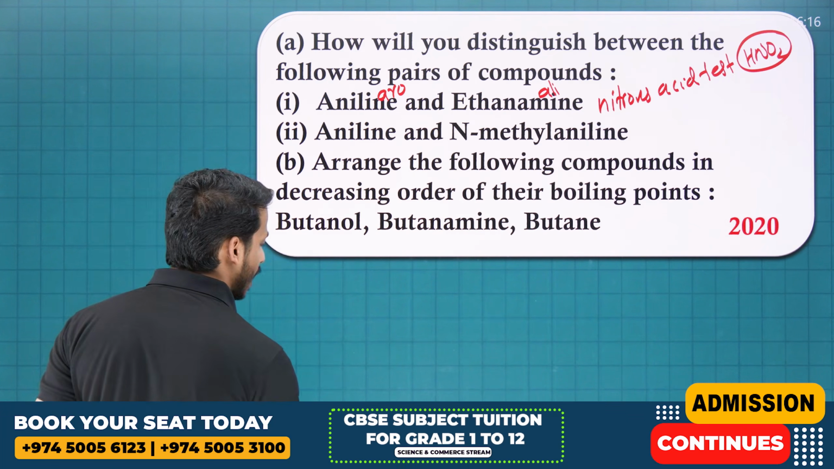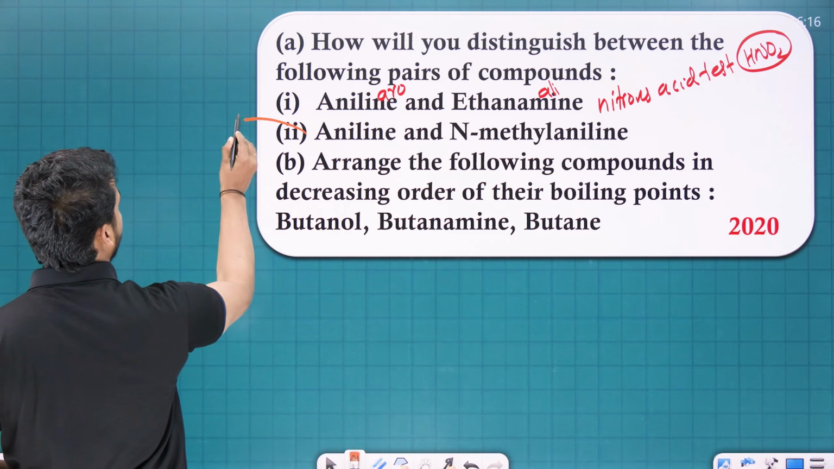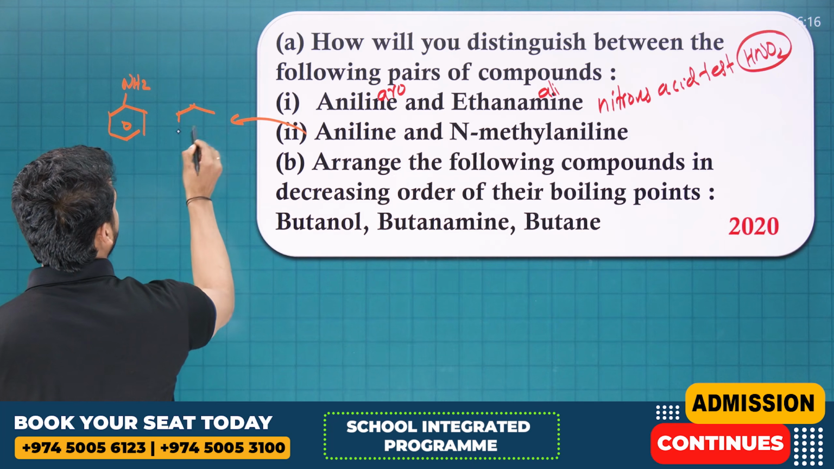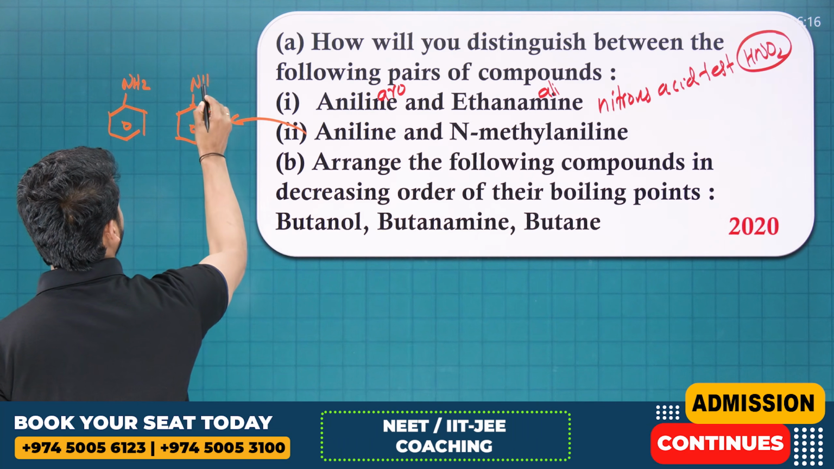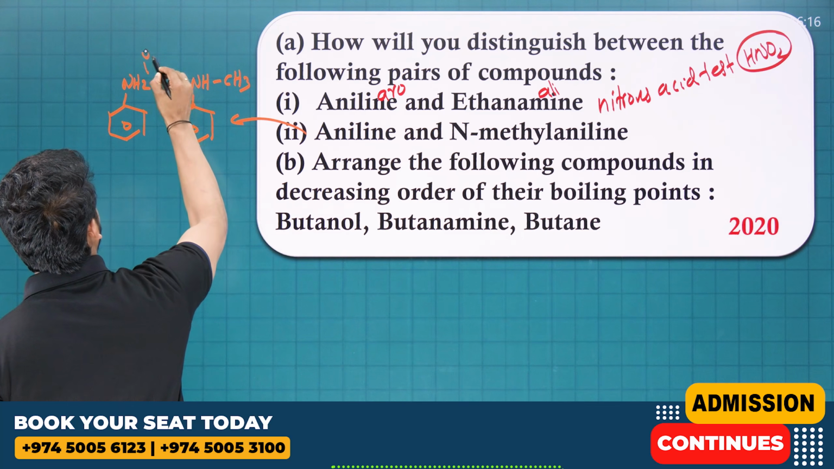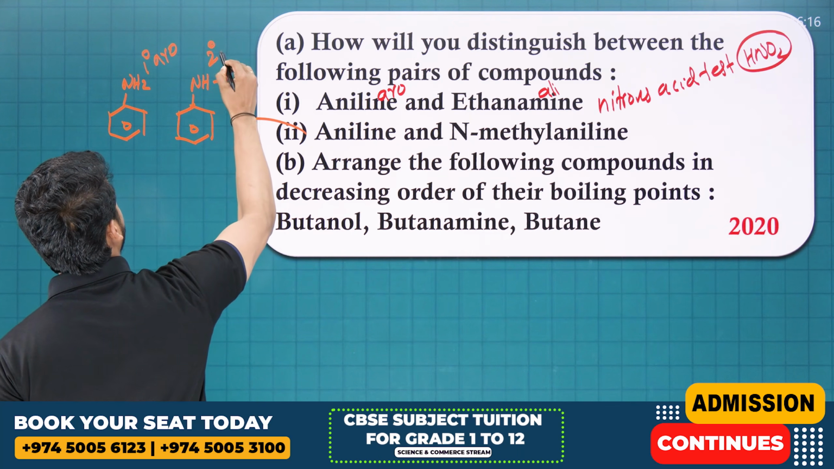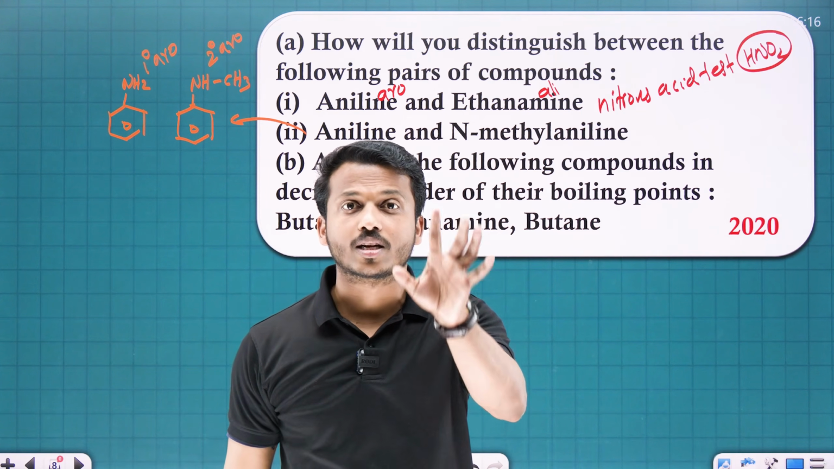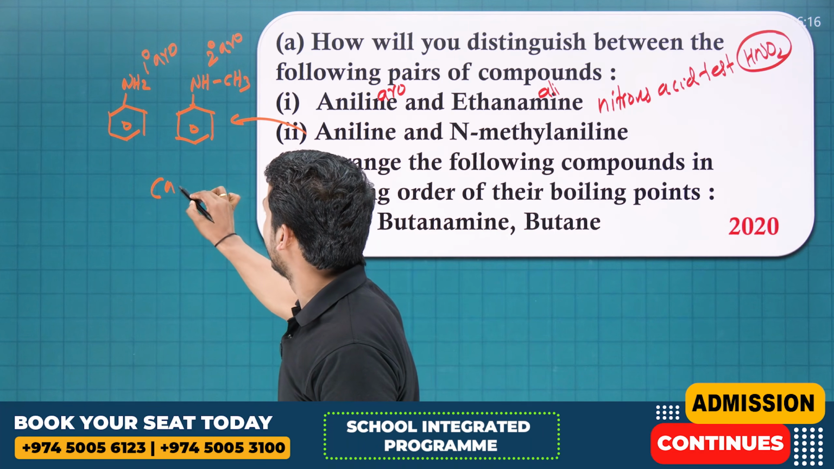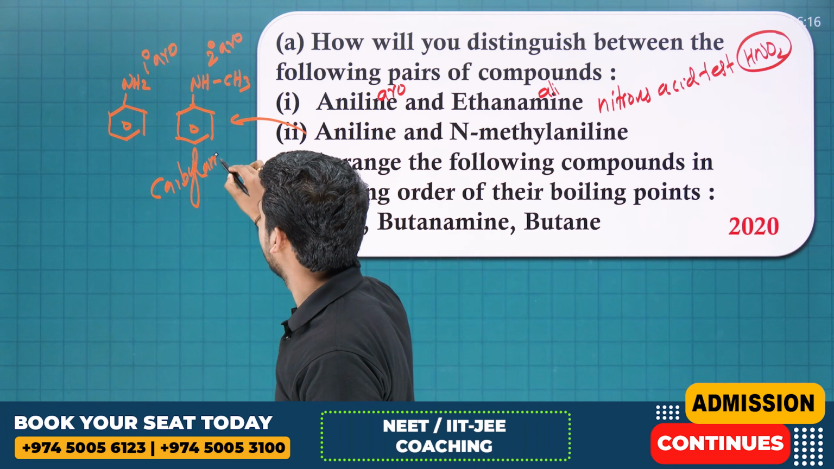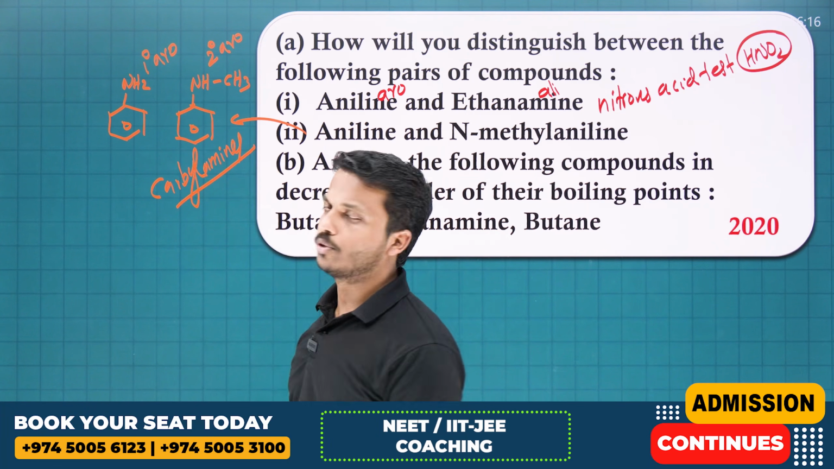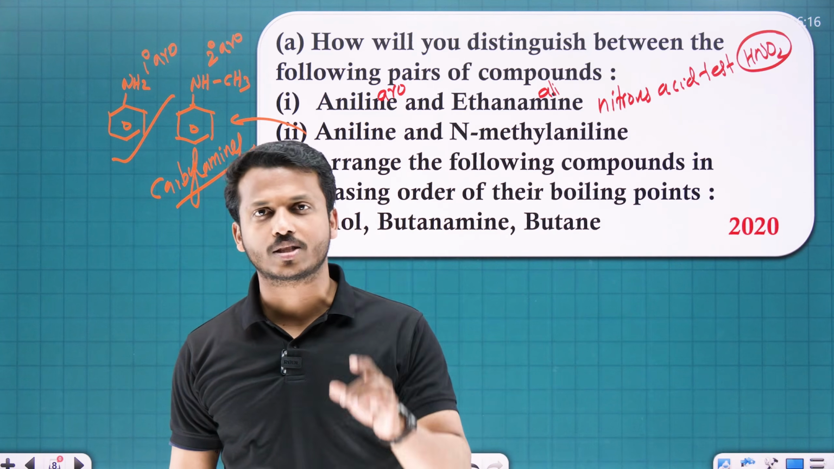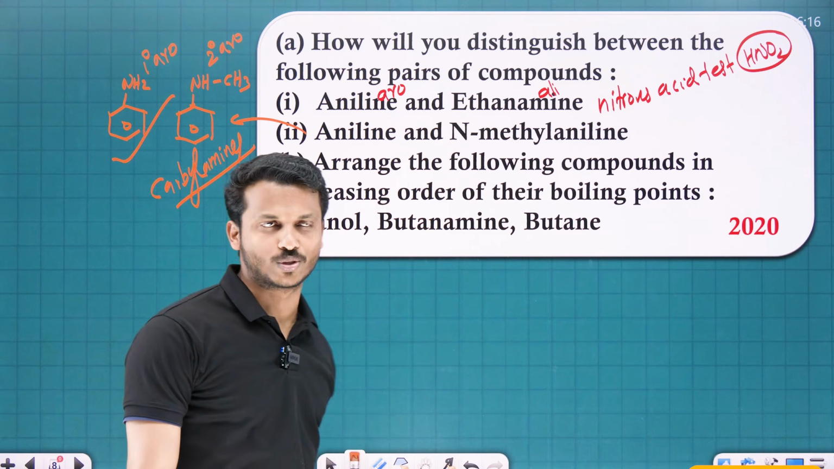Next one. Aniline and N-methyl aniline. What is N-methyl aniline? NHCH3. Okay, aniline is a primary aromatic amine. This is a secondary aromatic amine. Primary amines give which test? Carbylamine test. So primary amines only give the carbylamine test, that will give you a foul smell of isocyanide.